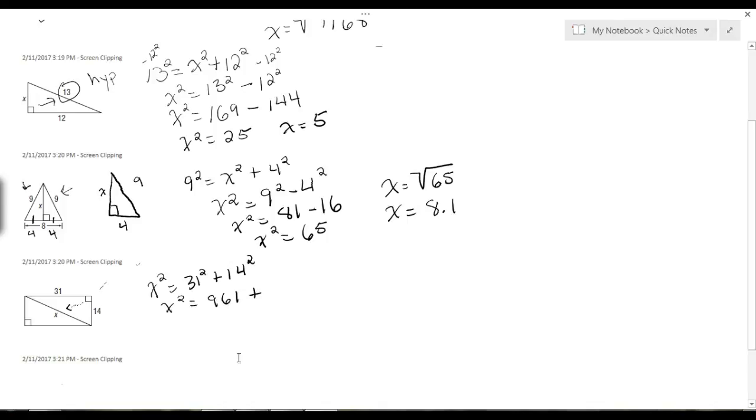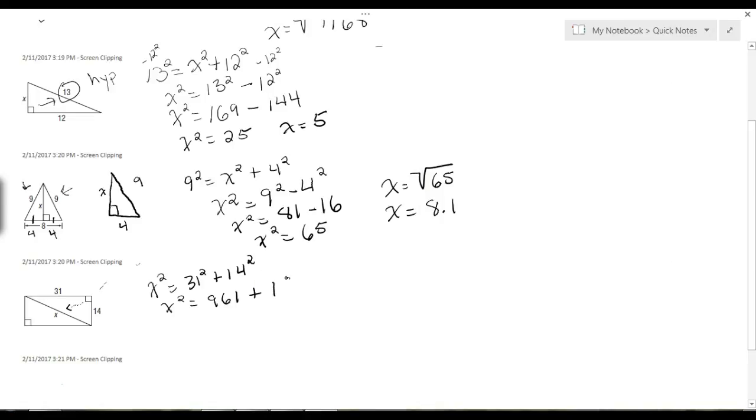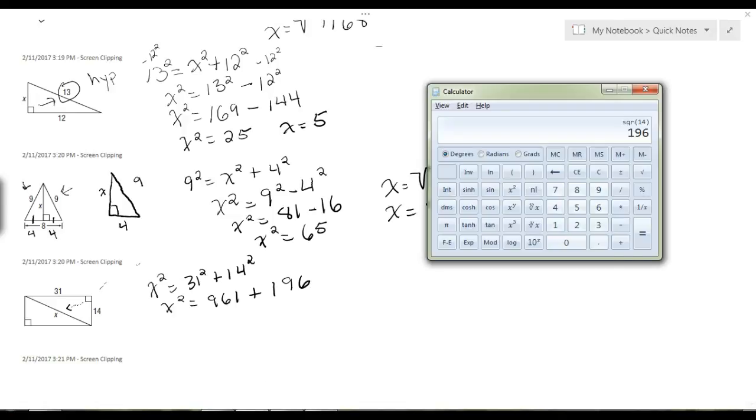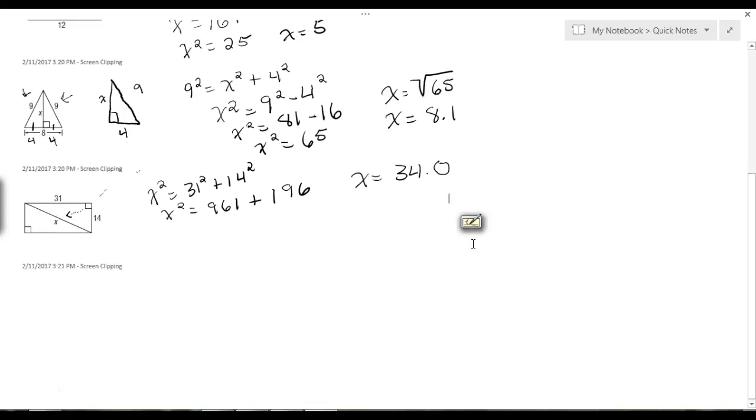961 plus 14 squared equals 196. So I'll go ahead and add those two together. It's 196 plus 961 equals 1,157. And I'm going to see if that has a nice square root to it. It doesn't, so we'll go ahead and we'll round to the nearest tenth. So my answer then is going to be x equals 34.0. Oops, that was kind of an ugly 0. Let's go ahead and erase that 0. 34.0.